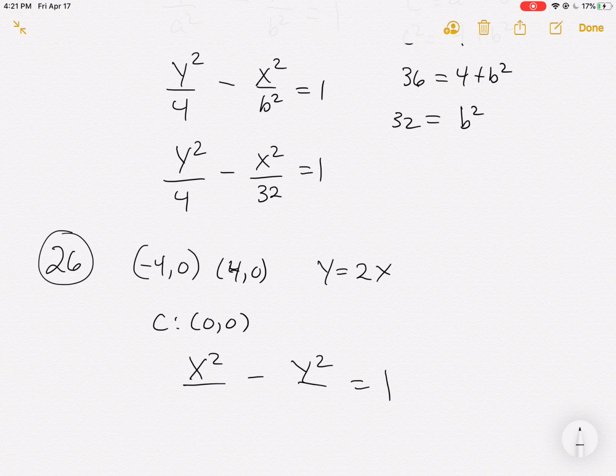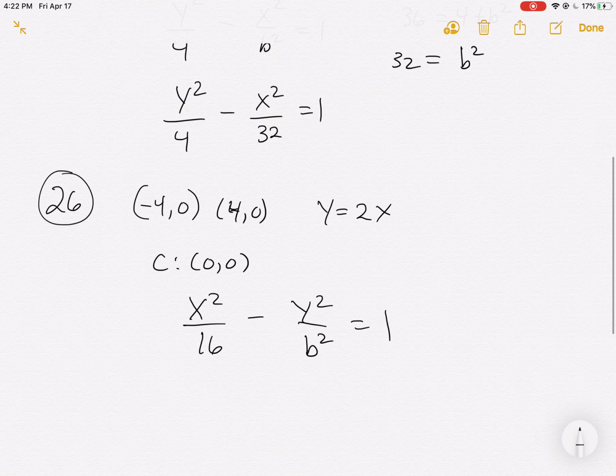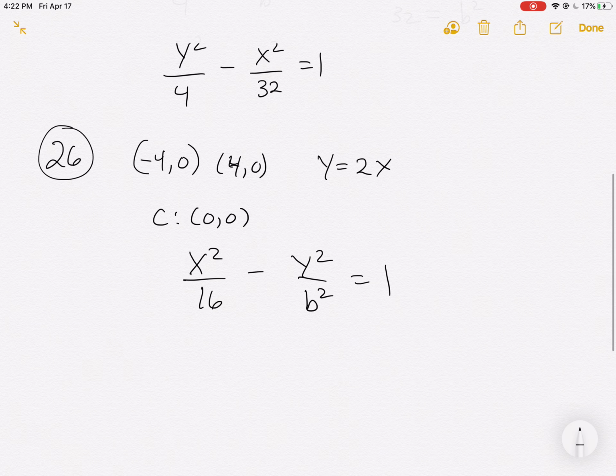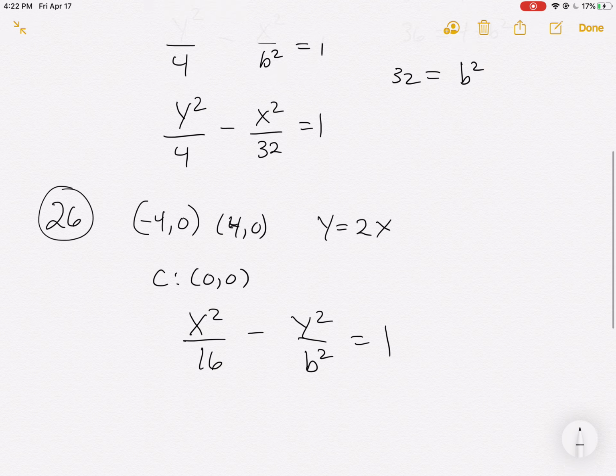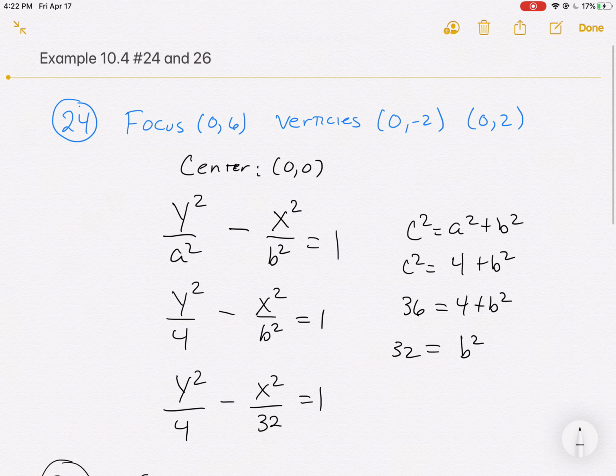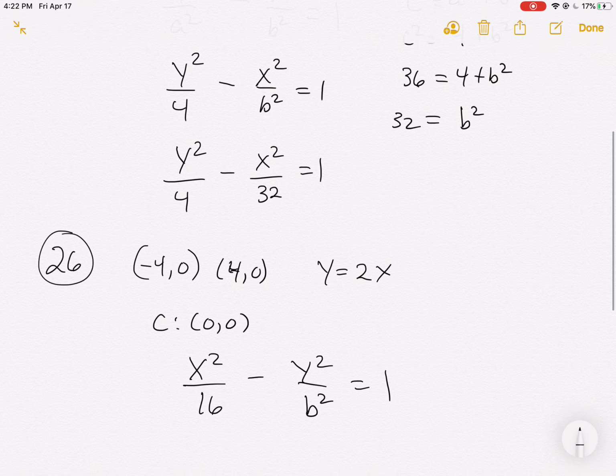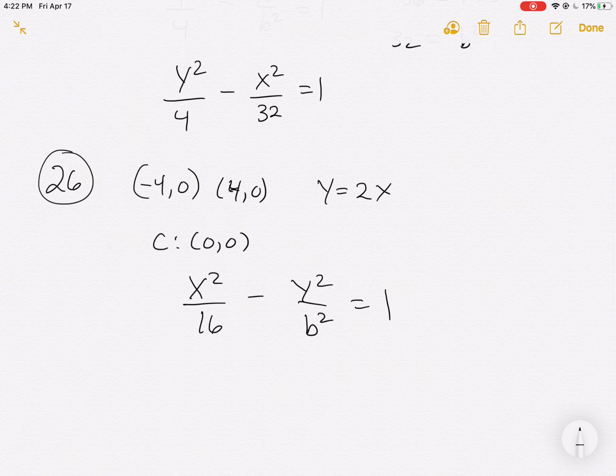And we know it's equal to 1. Those are the vertices, and so we know the distance from the center out to one of those vertices is 4, so there's a 16 under here. So what we don't know is what this b squared is. No problem. We don't know a focus point, so it would be pointless to just say, oh, well, Jensen taught me that if I have a squared, then I just use c squared. Well, we don't know what c is. Nothing in here tells me about the distance from the center to a focus.